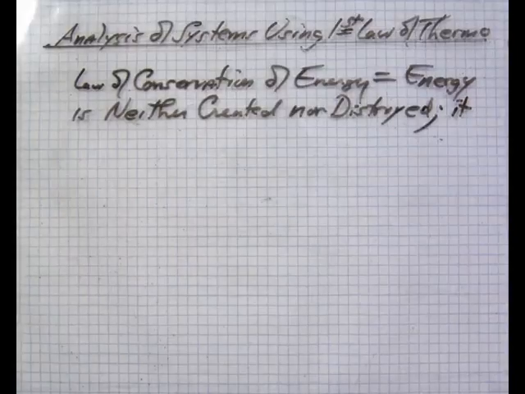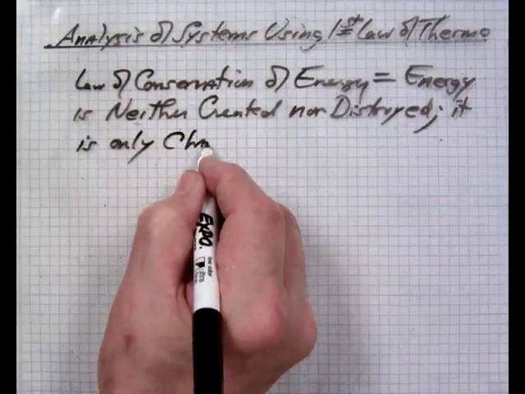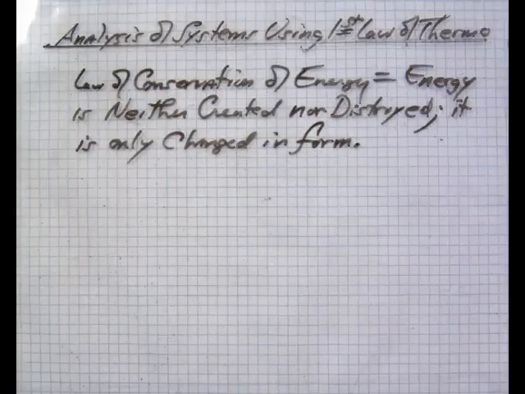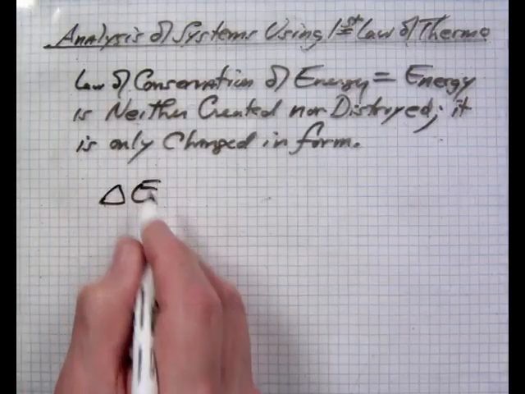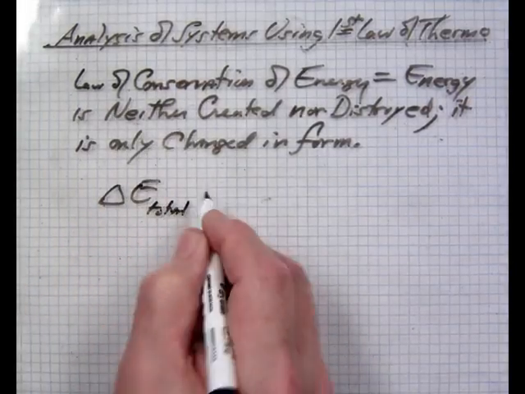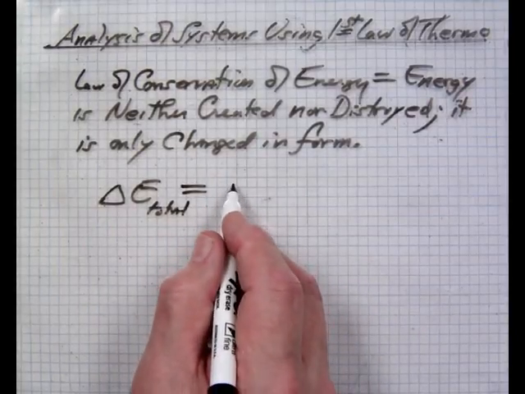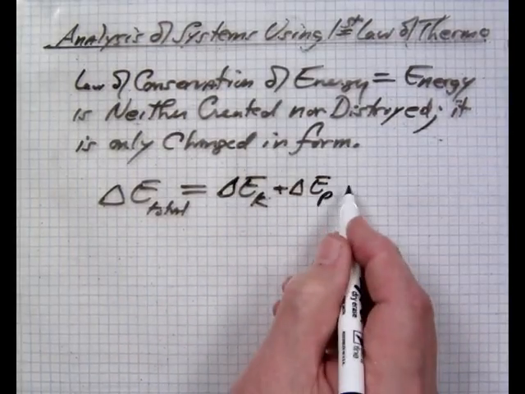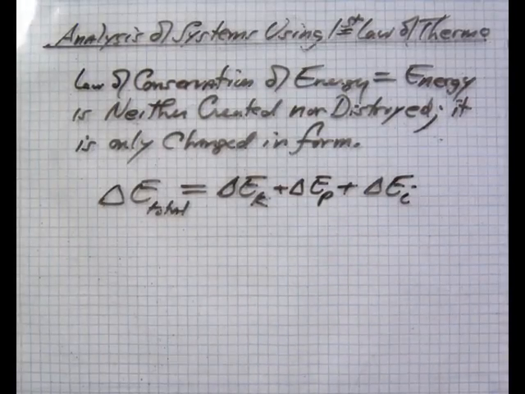It is only changed in form. The classic equation for total energy of a system is equal to the sum of all the classes or forms of energy: change in kinetic energy plus change in positional potential energy and change in internal energy. Like that.